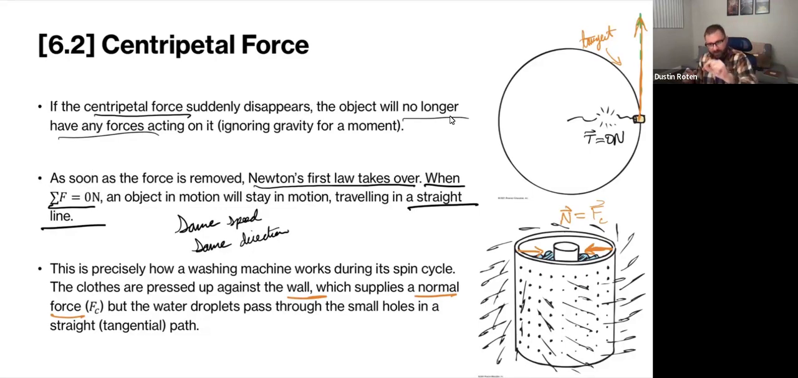But since there's all these little holes, these pinholes, it's almost like a mesh inside your washing machine. The water droplets pass through the small holes in essentially a straight path, a tangent line. You can see here, these are coming out all sort of in straight lines that are tangent to the circular motion.